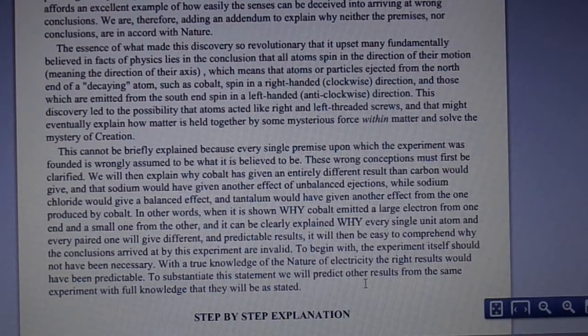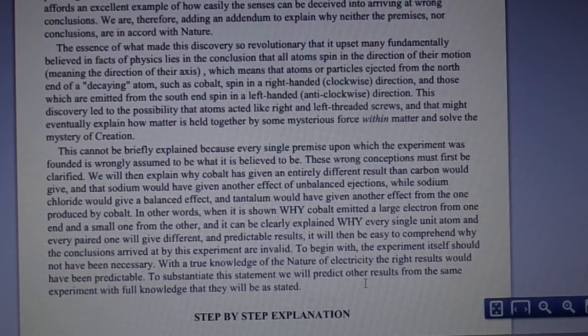In other words, when it is shown why cobalt emitted a large electron from one end and a small one from the other, and it can be clearly explained why every single unit atom and every paired one will give different and predictable results, it will then be easy to comprehend why the conclusions arrived at by this experiment are invalid. To begin with, the experiment itself should not have been necessary. With a true knowledge of the nature of electricity, the right results would have been predictable.